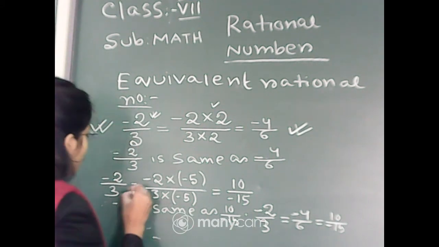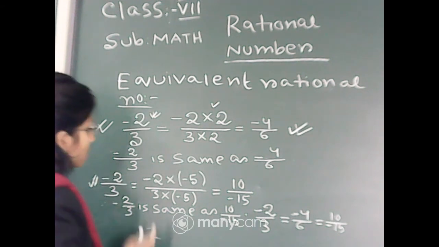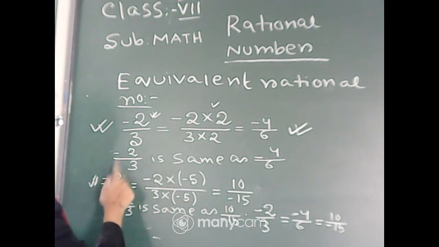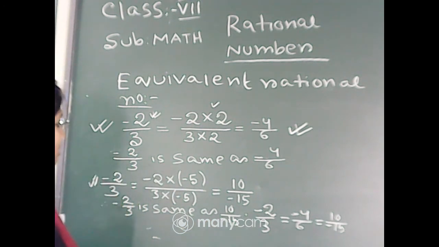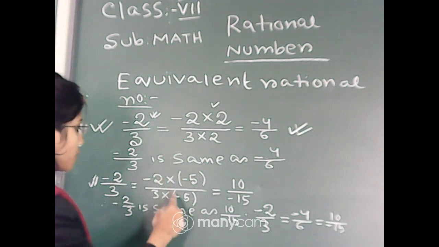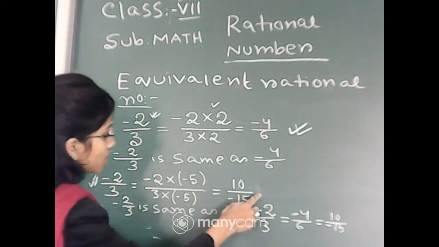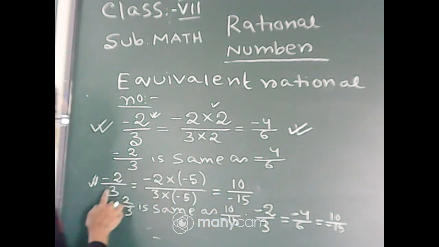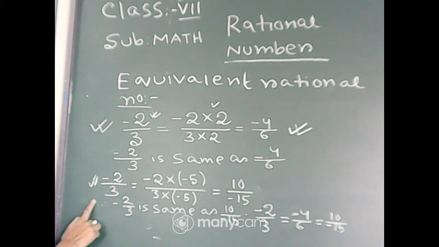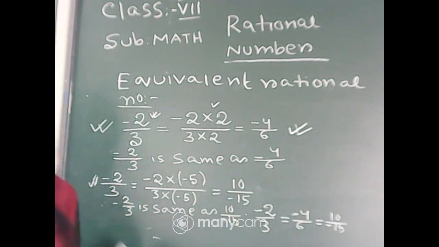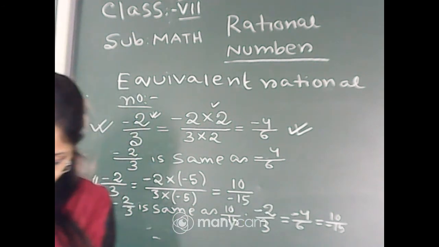Again, in this case, we see that 10 divided by minus 15 is equivalent to minus 2 divided by 3. In this case, we multiply both the numerator and the denominator by minus 5, and we get another rational number 10 divided by minus 15, which is equivalent to the given rational number minus 2 divided by 3. So, such rational numbers are said to be equivalent to each other. Okay.